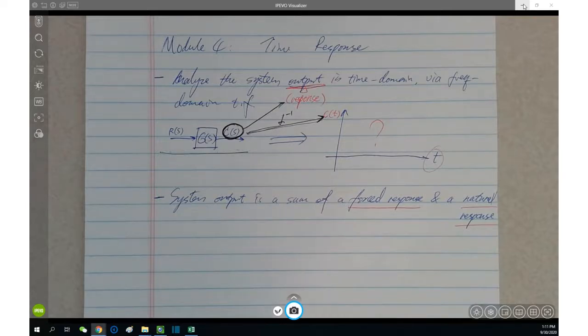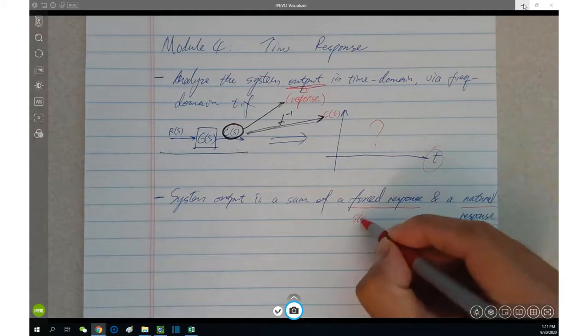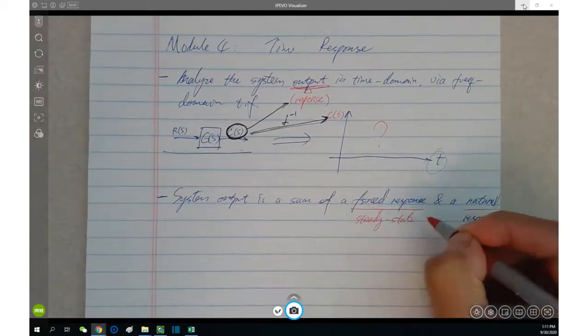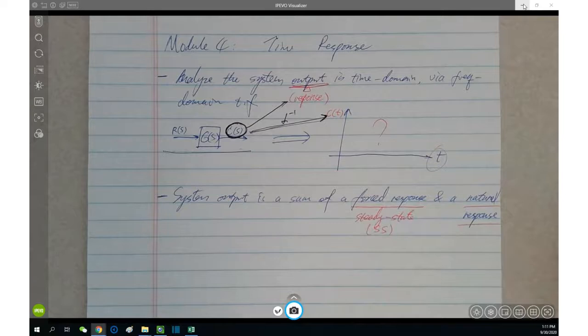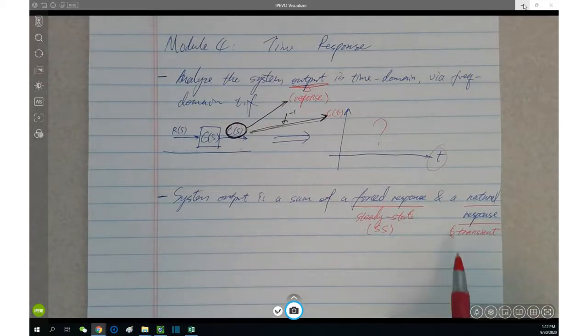However, in control systems, in this class, we're not mentioning the forced and natural response. Instead, we are mentioning what? Forced response is nothing but the steady state response, or say SS. The natural one is the transient. Okay. We are mentioning these two terms instead of natural or forced response. So this is the second one.